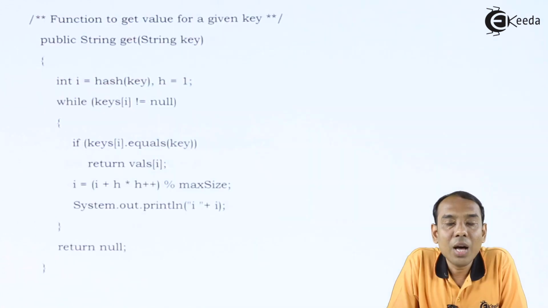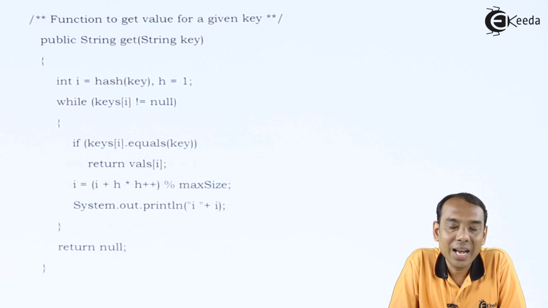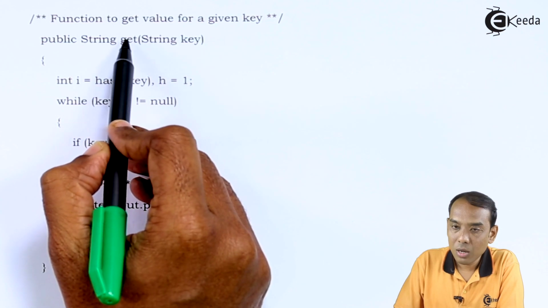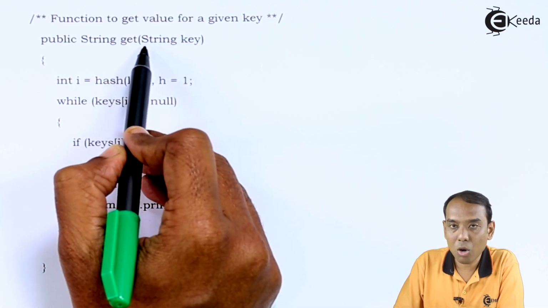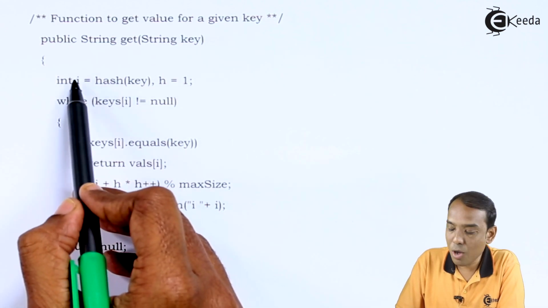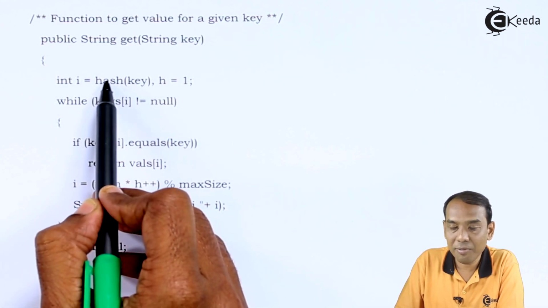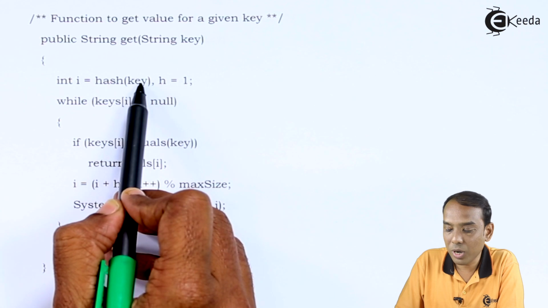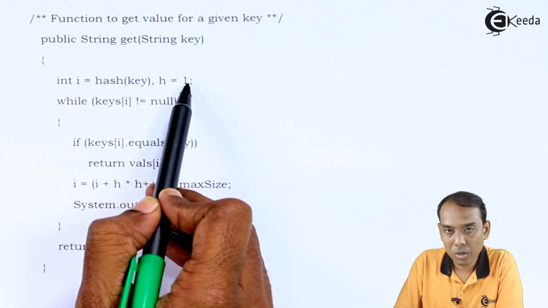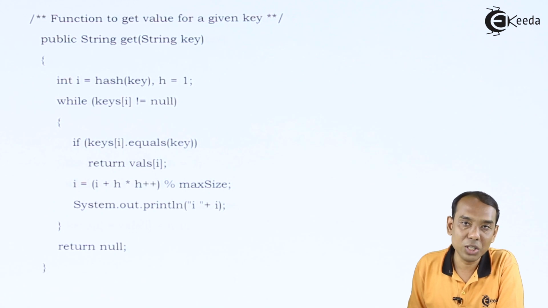Now we will move to another set of functions. Now we will discuss how to get the value for a corresponding key. Let us look at the function. I have defined a function called get, in which I am going to pass the parameter string key. Once I get, I need to have the value of i. I call the function called hash with the corresponding key, and I am going to have the h variable value as 1.